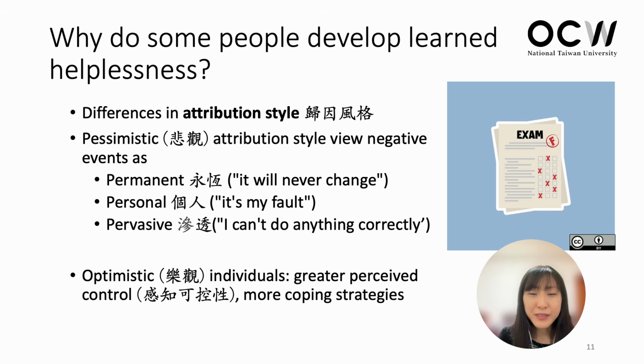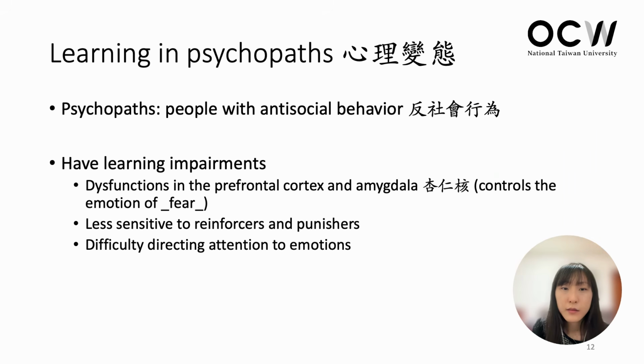Differences in attribution style can tell how people explain the cause of events. For example, a pessimistic attribution style views negative events as permanent, like the situation will never change. Personal, it's my fault, and pervasive, I can't do anything correctly. In contrast, optimistic individuals tend to have greater perceived control under negative events and use more coping strategies to combat stress.